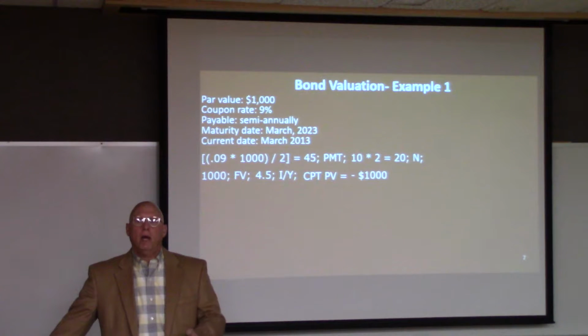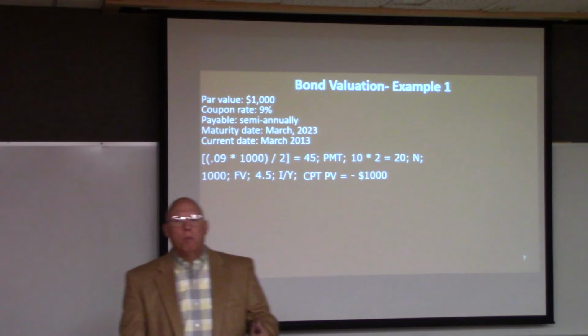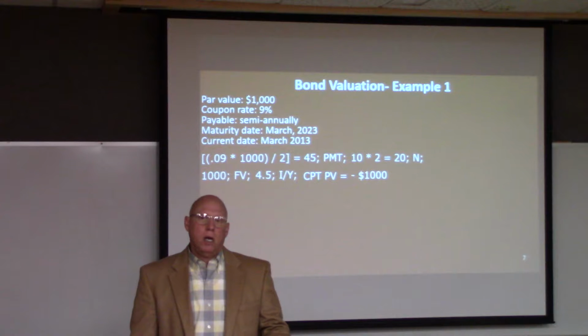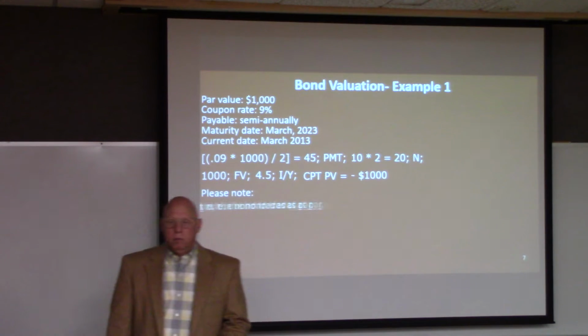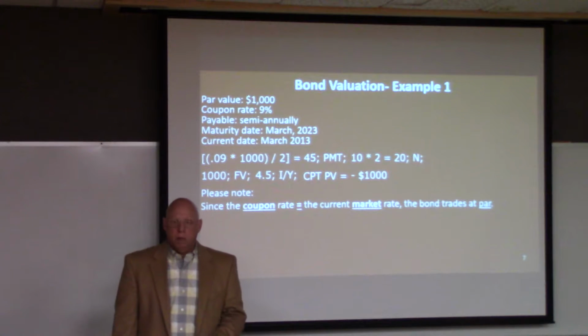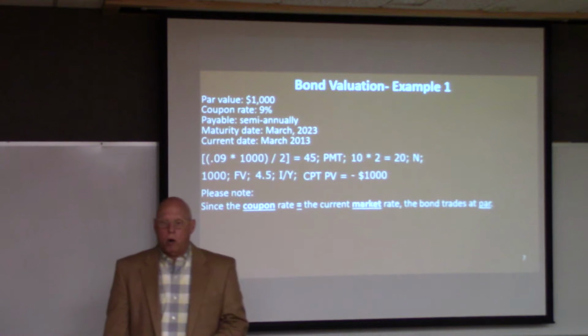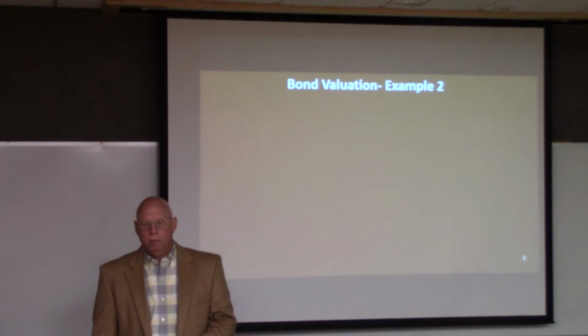And we're going to go over relationships that explain that when the coupon rate and the market rate are the same, then the bond will trade at par value. I already covered that. Since the coupon rate equals the current market rate, the bond will trade at par value. All right.